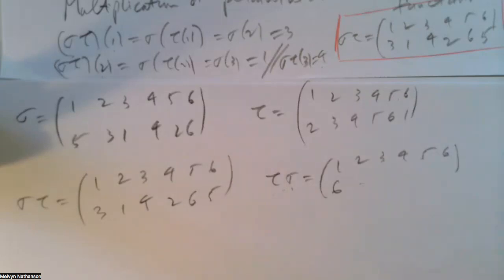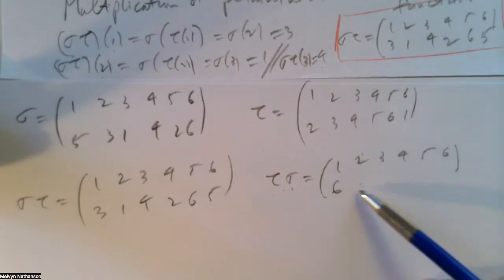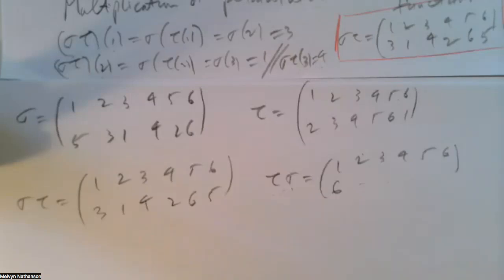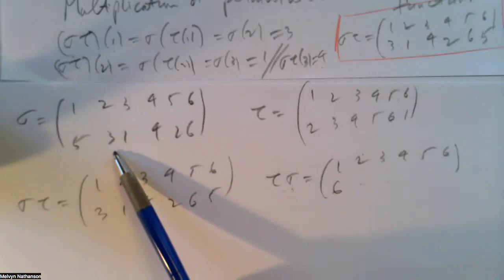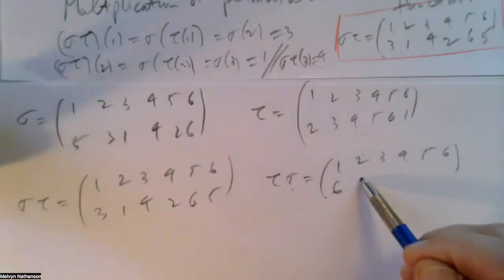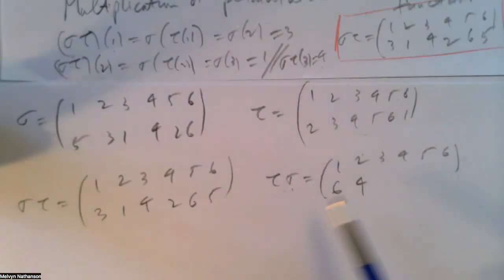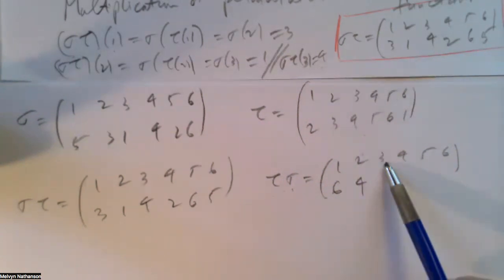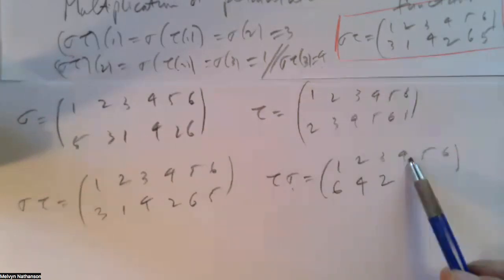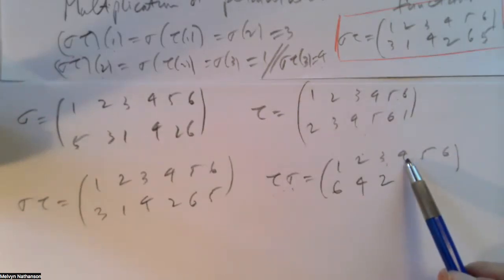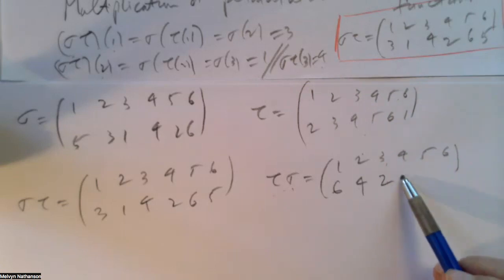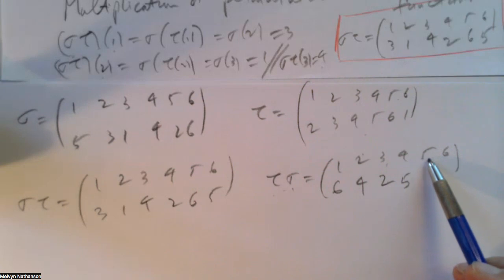So can someone tell me, what does the number 2 get sent to? I put 4. Let's see. Sigma sends 2 to 3, and tau sends 3 to 4, so that's 4. Where does 3 go? I put 2. Okay, good. Where does 4 go? I put 5. See, 4 goes to 5. Excellent. Can someone else tell me where 5 goes?